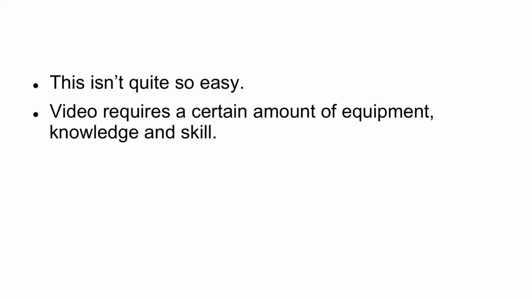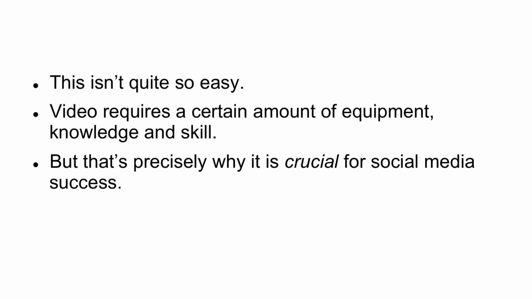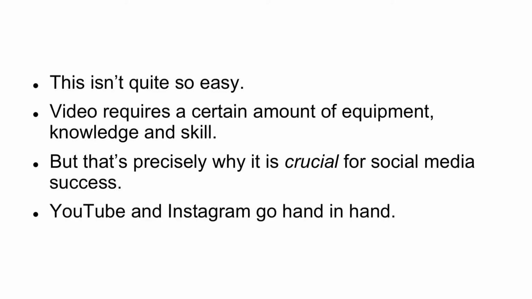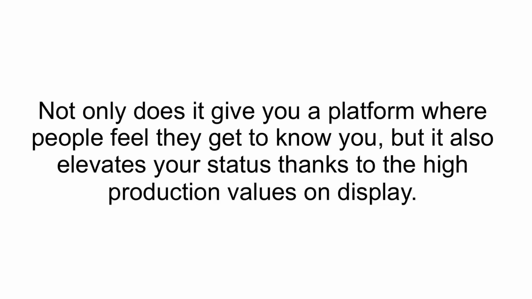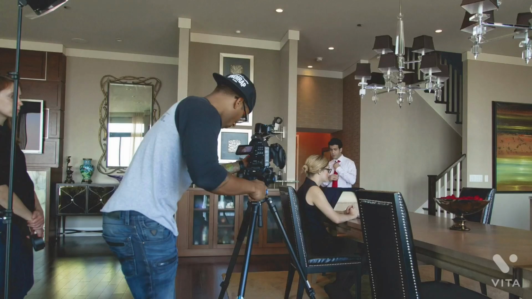Number 2. Make video. This isn't quite so easy. Video requires a certain amount of equipment, knowledge, and skill. But that's precisely why it is crucial for social media success. YouTube and Instagram go hand in hand. Not only does it give you a platform where people feel they get to know you, but it also elevates your status thanks to the high production values on display. This is content that you couldn't have just put together in your mom's basement, and it suggests you're a professional who knows what you're doing.